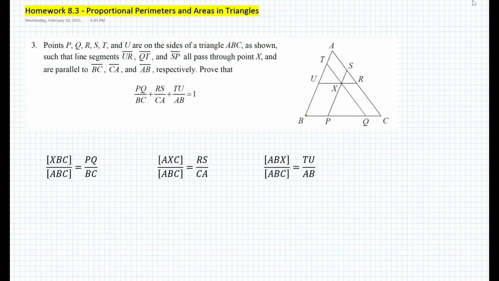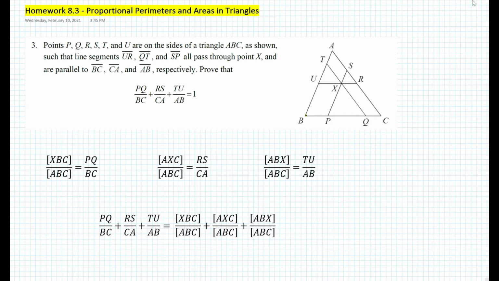Well, let's just add them all up. Okay, so here we add them all up. And notice that on the right side of the equation, the common denominator is the area of ABC. So if we rewrite it as one fraction, all we need to do now is add up the areas.